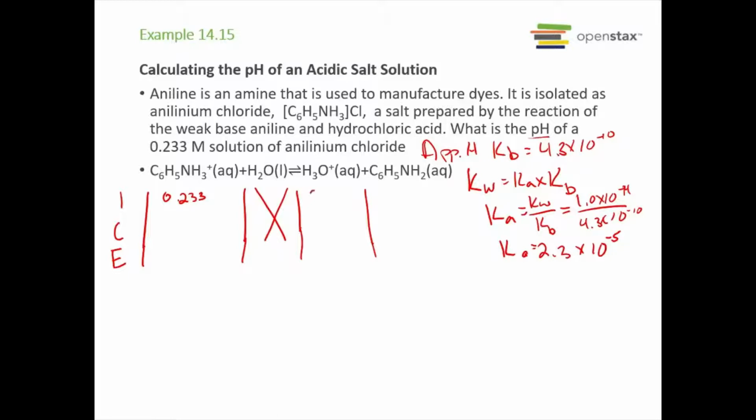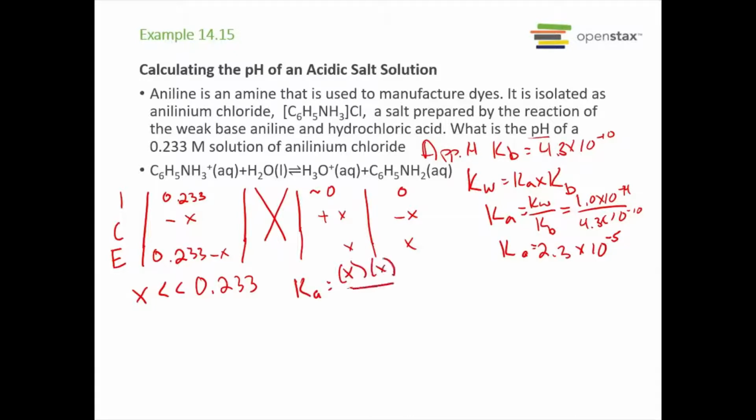And we're going to approximate our acid concentration at the start to 0 and aniline to 0. We know we're losing some X for the salt ion and gaining some X on the other products. So at equilibrium, we have 0.233 minus X, and then plus X and X on the other side. We can also, based off of that Ka, use the assumption that X is much less than 0.233. So using that, we can say that Ka is equal to X times X over 0.233, and that is equal to 2.3 times 10 to the negative 5th.